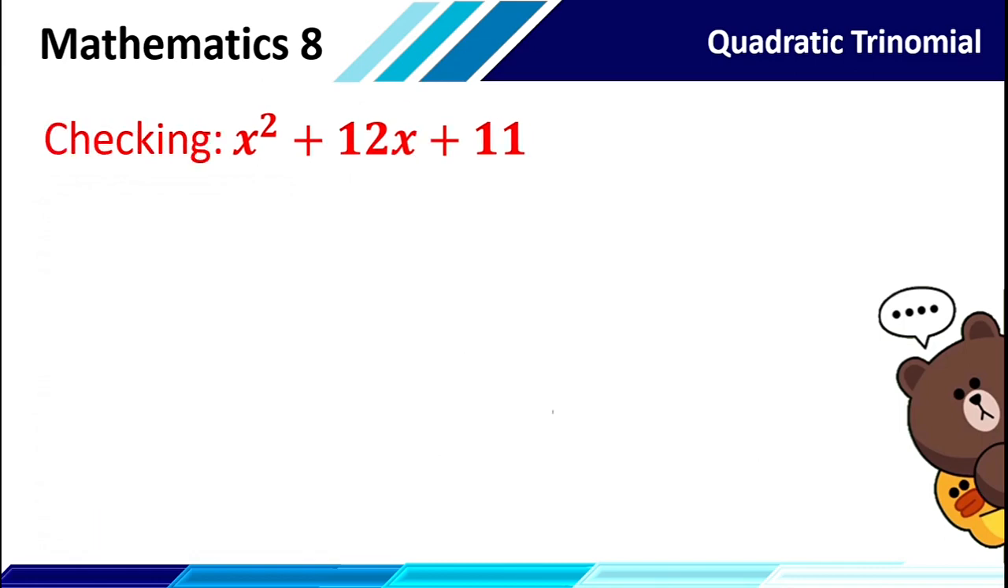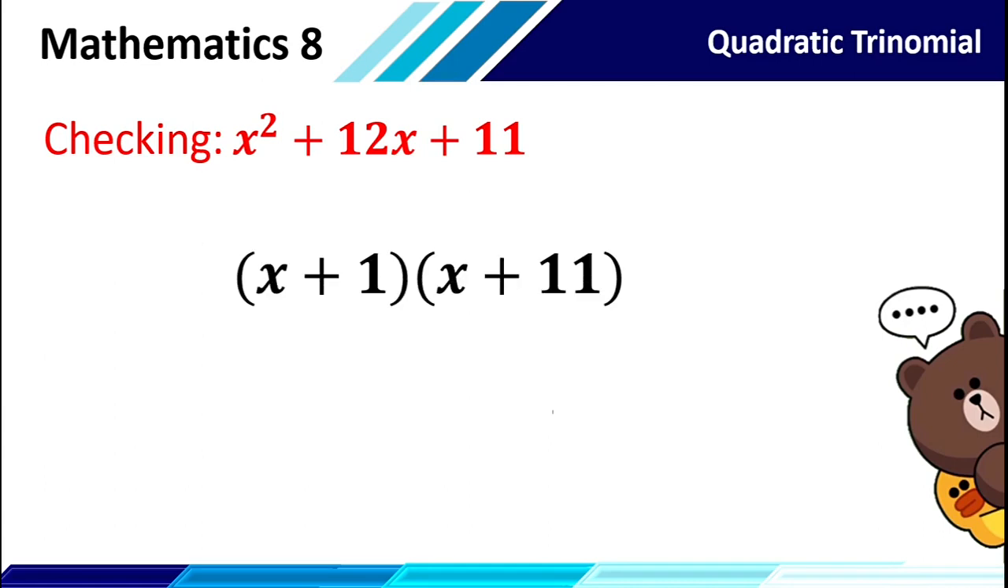To check whether our answers are correct, let's have a checking. Earlier, our answer for this given polynomial is the product of x plus 1 times the quantity of x plus 11. We can perform the FOIL method to check our answers.